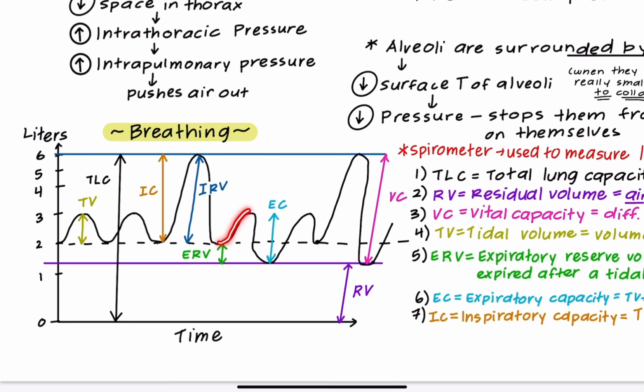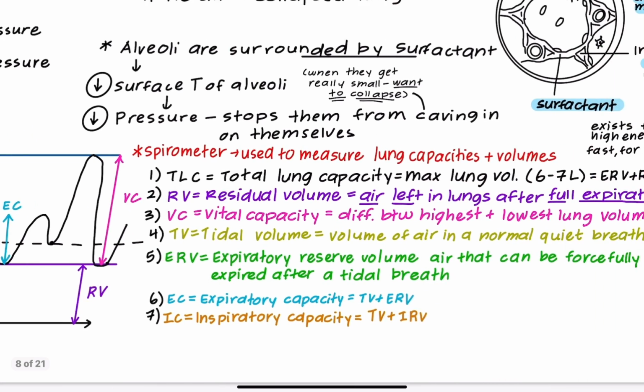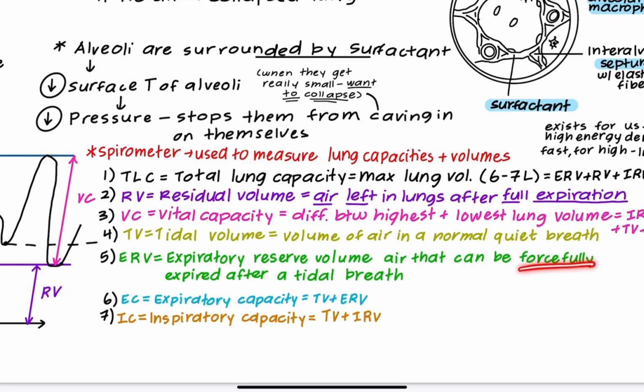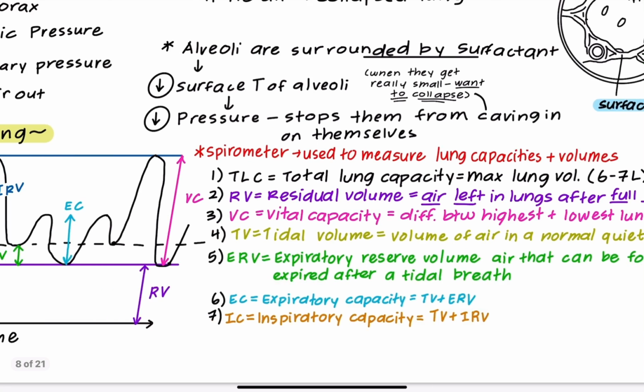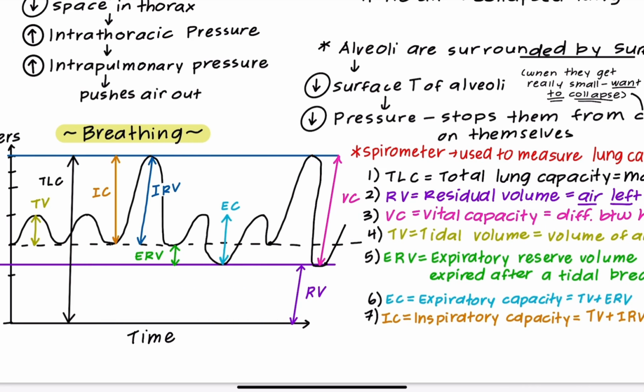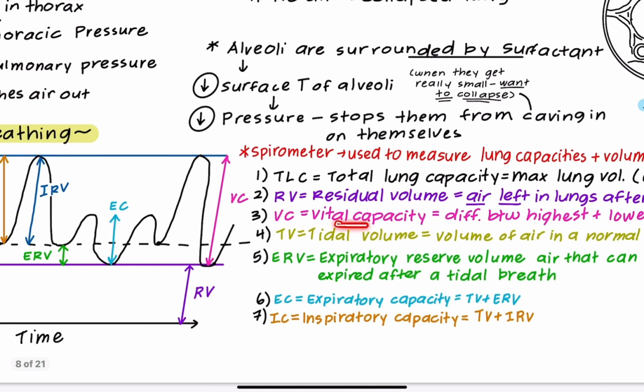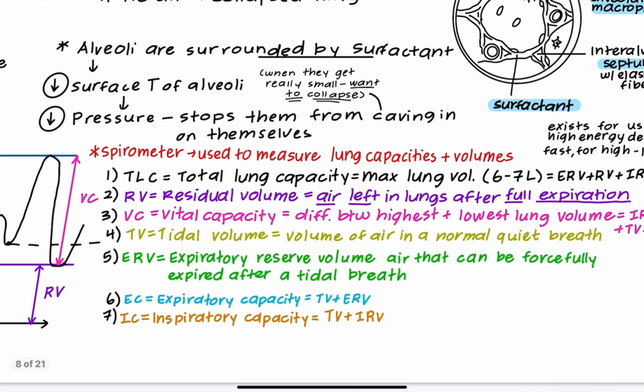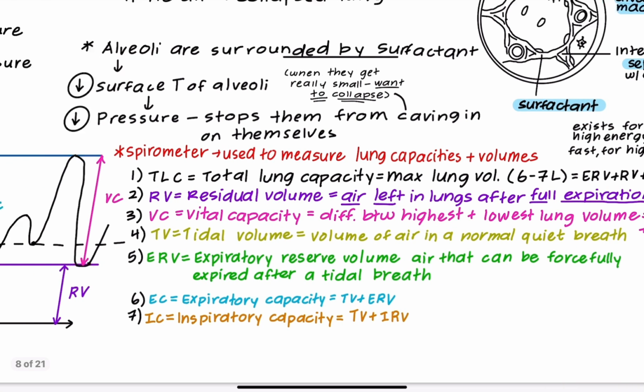So now if you breathe in normally and then breathe out until you feel like you can't breathe out anymore, you're talking about the expiratory capacity, which includes the expiratory reserve volume, which is the volume of air that can be forcefully expired after a tidal breath. Now if you breathe in normally and breathe in all the way, and then breathe out all the way, you're talking about the vital capacity.